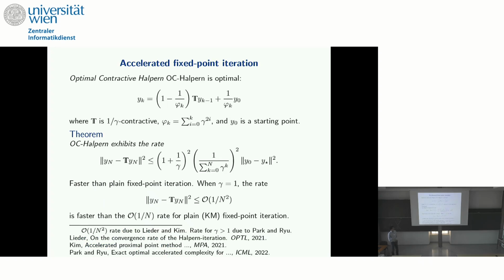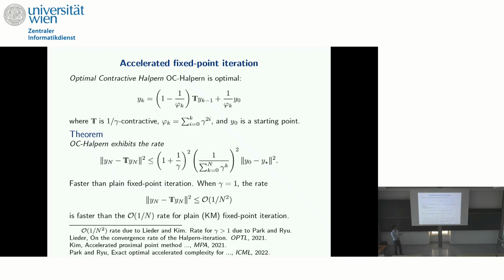And here is the faster algorithm. We call it OC-Halpern, and it's a Halpern type. It is a Halpern method with a specific Halpern coefficient. Let me describe the algorithm for those of you who may not have seen Halpern iterations. Given the current position y_{k-1}, the way we obtain the next point, y_k, is we first apply the operator T. We'll get somewhere. And then we form a convex combination, a weighted average, between the output of the operator and the starting point of the iteration, the starting point y0.